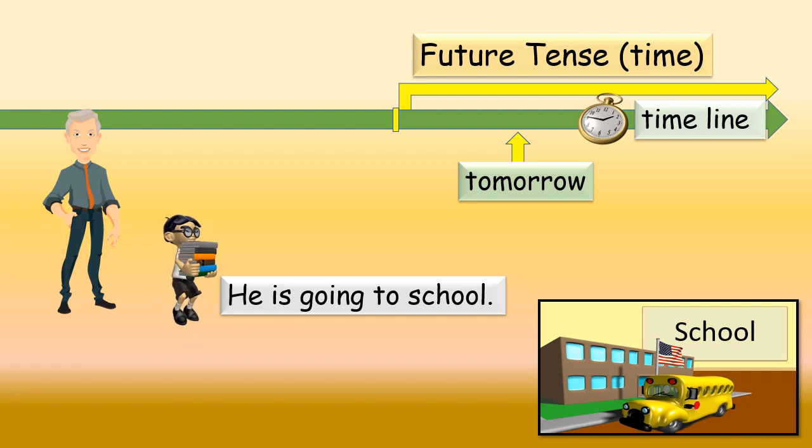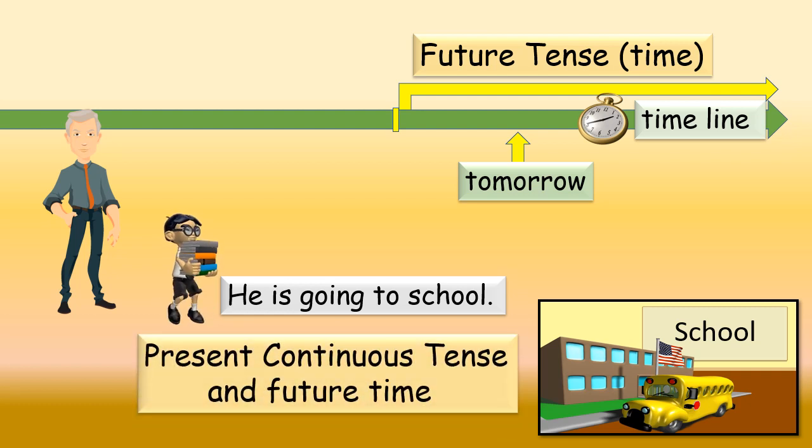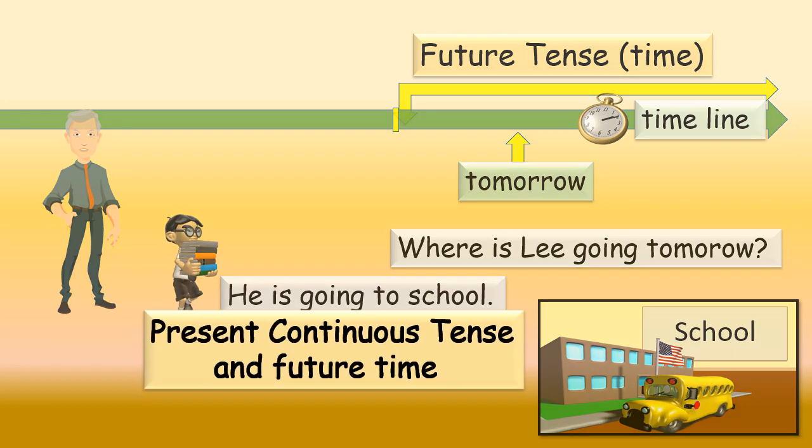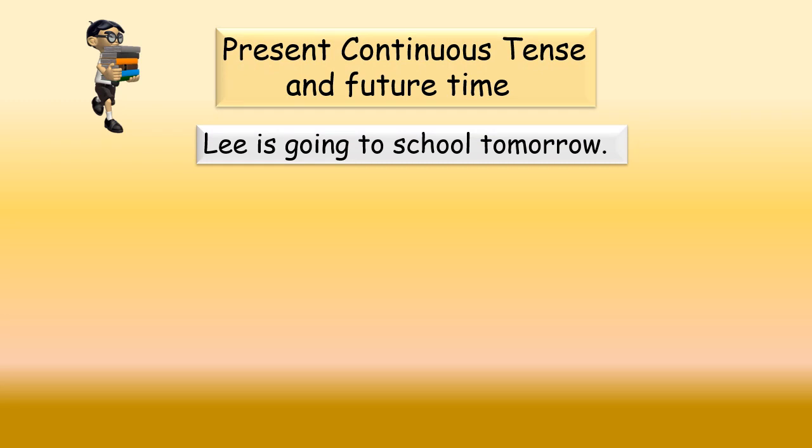Tomorrow, present continuous tense and future time word, tomorrow. The question, where is Lee going tomorrow? The answer, he is going to school. Present continuous tense and future time. Lee is going to school tomorrow. The answer is tomorrow.